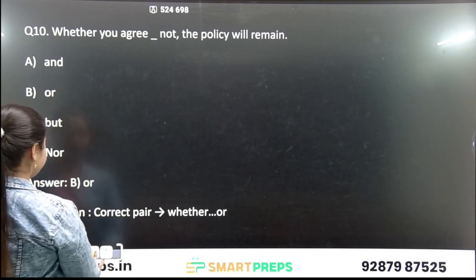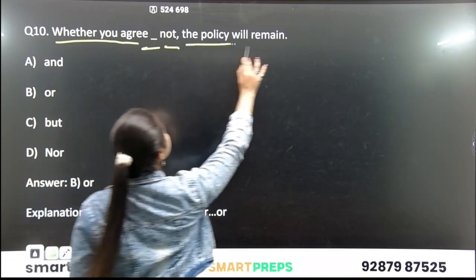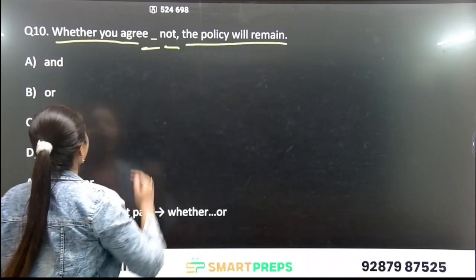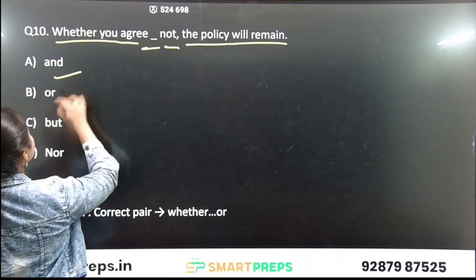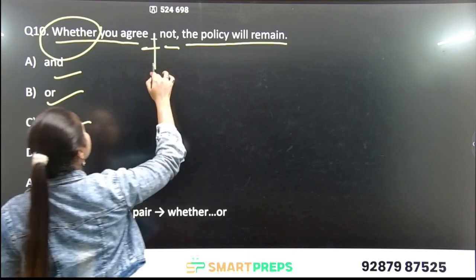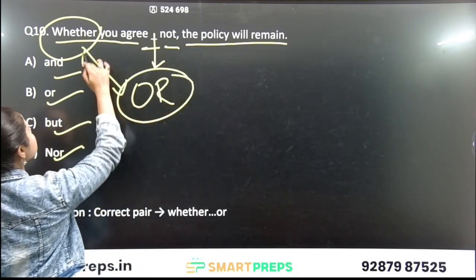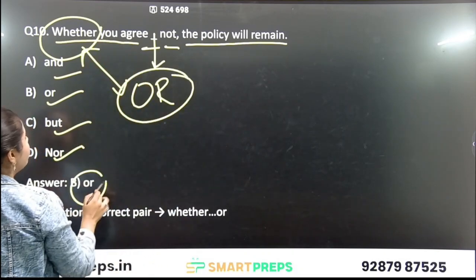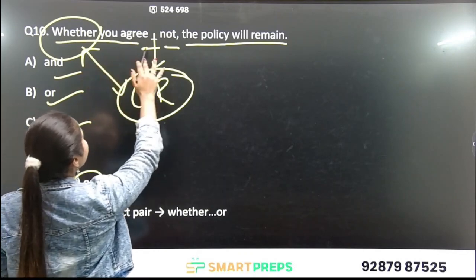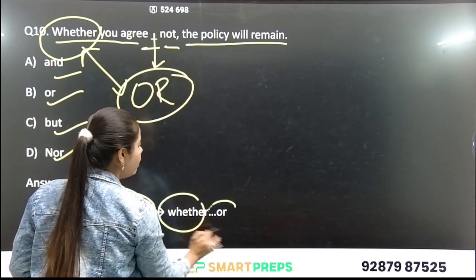Next is: whether you agree dash not, the policy will remain. The options are and, or, but, nor. Whether... or is always the pair. We always know that, so "or" will be the correct answer. So whether you agree or not, the policy will remain. The correct pair is whether... or.